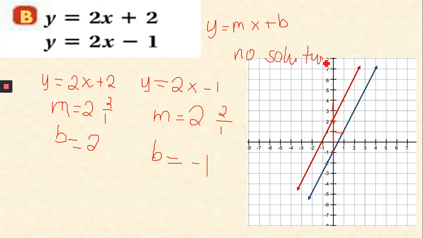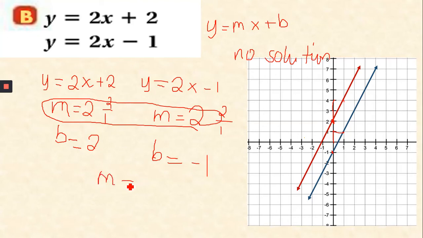Can you follow? Try to observe here. They have the same slope. The slope of the first is the same with the slope of the second. But they have different y-intercepts. If this is the case, therefore, the system has no solution. Okay?